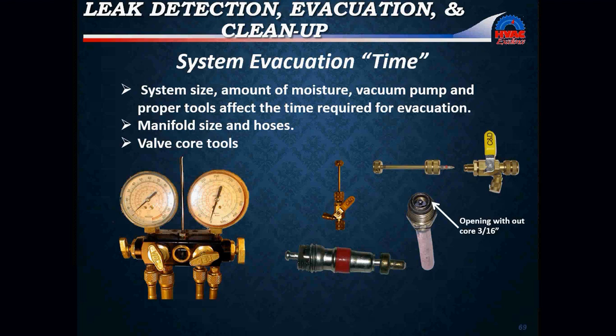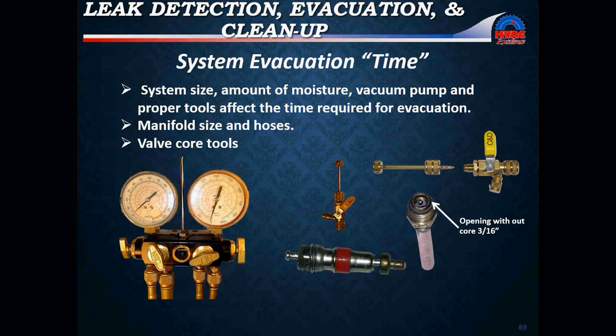The size of the system, the amount of moisture, your vacuum pump, so on and so forth, is all going to affect the time required for evacuation. Your manifold size and hoses, your valve core tools, all of those things are going to be a part of how long it takes for something to be evacuated. Okay? As stated before, evacuation using standard 1/4 inch hoses pulled through a Schrader valve, metering device, and accessories will increase the time required to pump the system down to the required level.